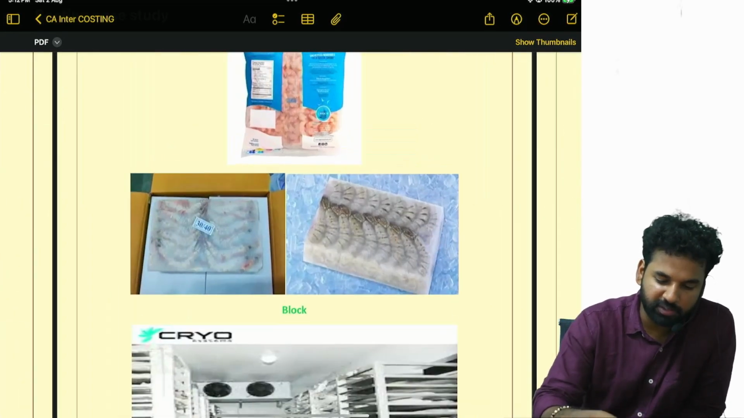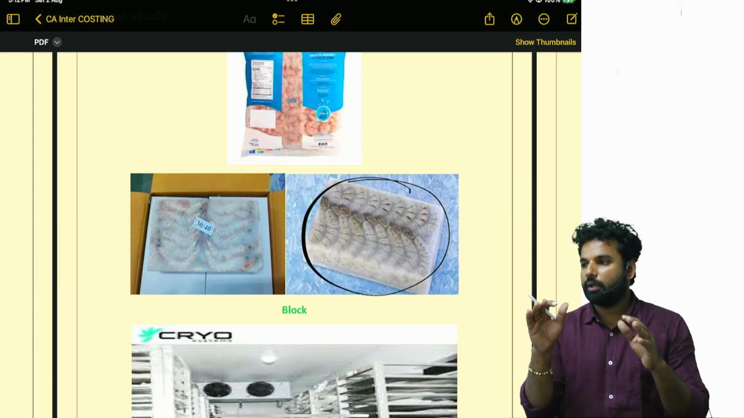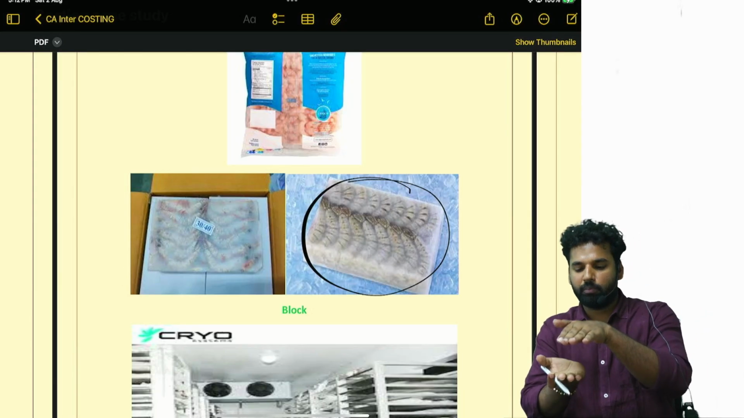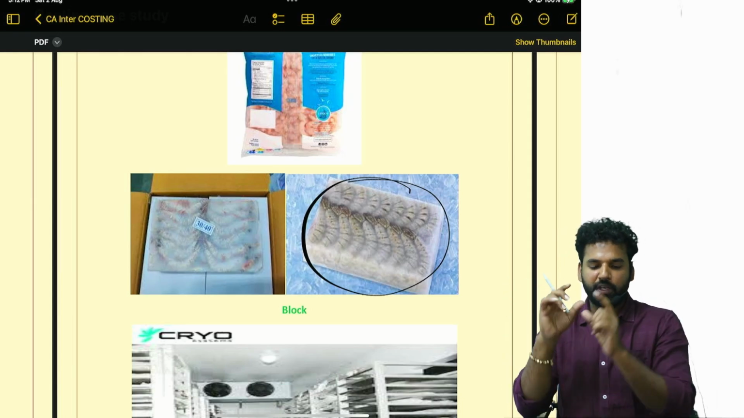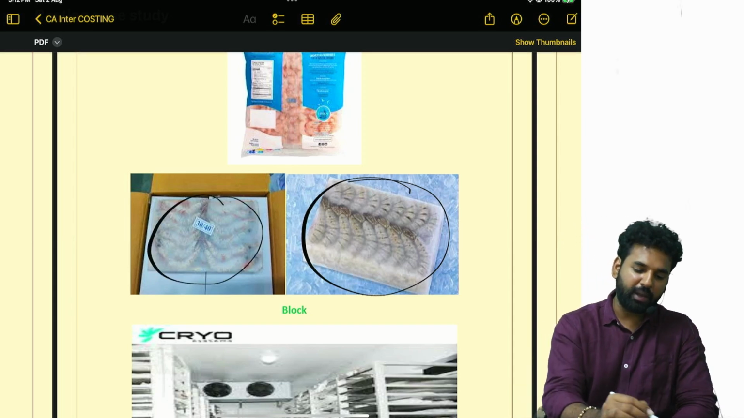And see here, this is a block. Block means what? All the dehydrated or value added material will be kept in a particular box, and ice will be mixed with that, kept in a freezer. It will come out like a box structure. This is what is called block. It will be packed like this.